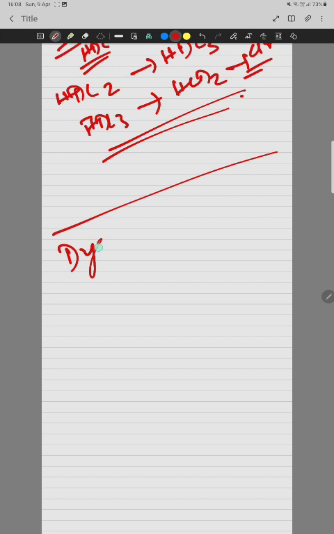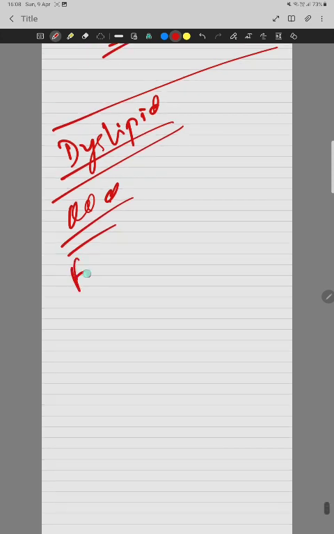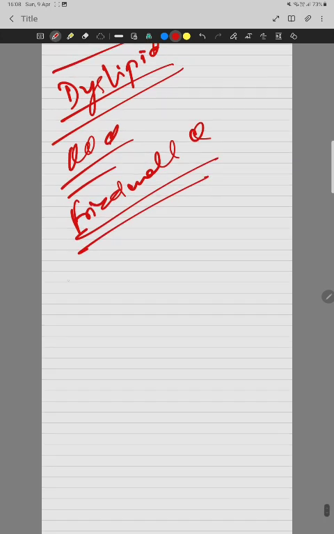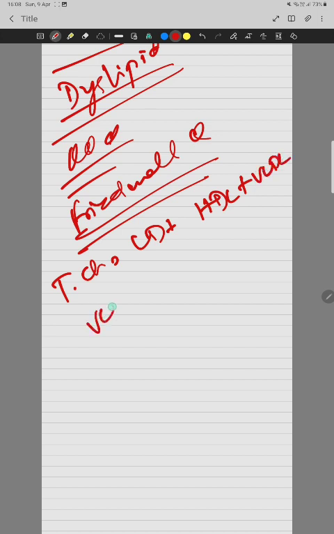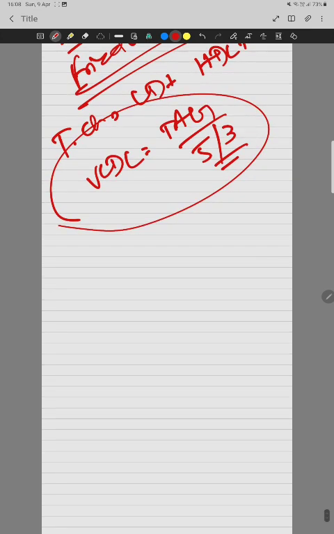Before dyslipidemia, you should know one thing, and this is very, very important from the AIIMS point of view. The equation is called Friedewald's equation. Only one thing you should be knowing: total cholesterol is equal to LDL plus HDL plus VLDL. VLDL is equal to triacylglycerol by 5. In some textbooks you can use 3 also, but whatever you feel comfortable with, based on the values given in the question, you can stick with this. That's all you should be knowing here.